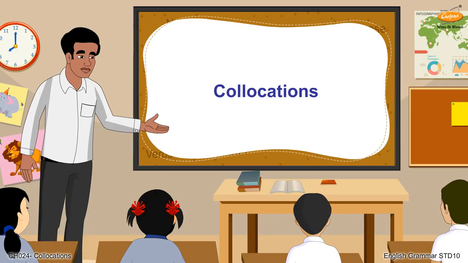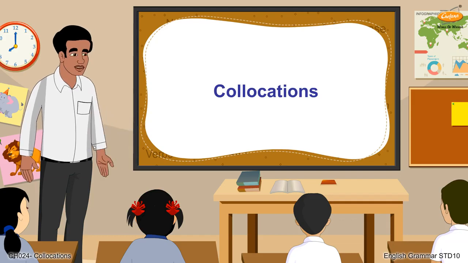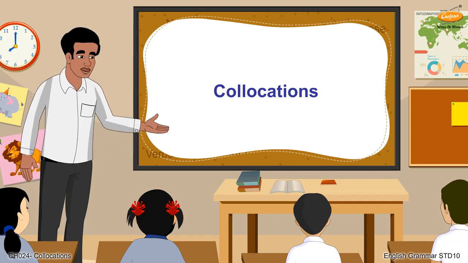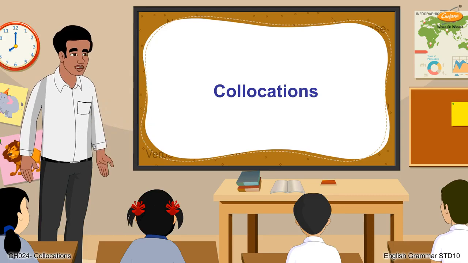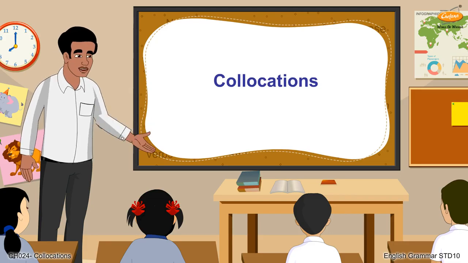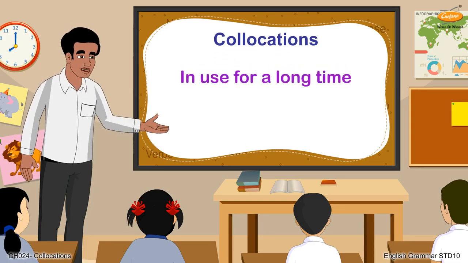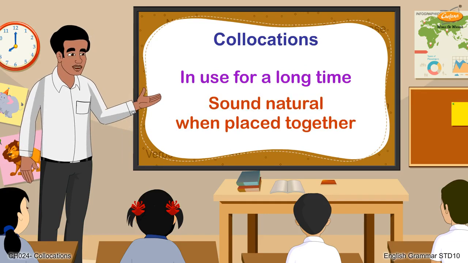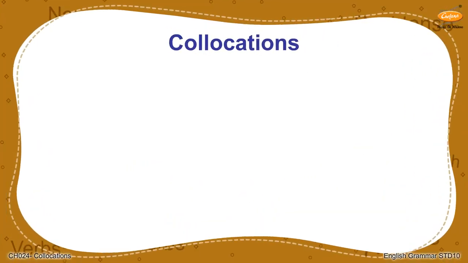Hello students. Today we are going to learn about collocations. Collocations are a group of two or more words that are frequently used together. These groups of words have been in use for a very long time, which is why they sound natural when placed together. Here is an example to help you understand.